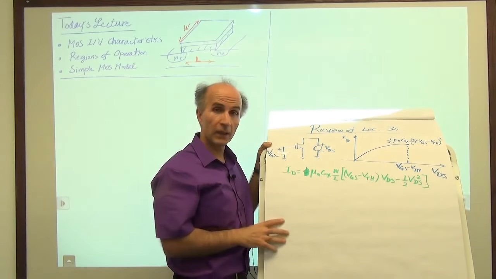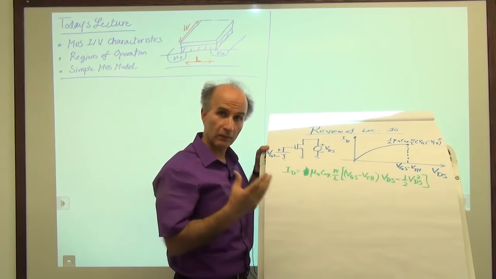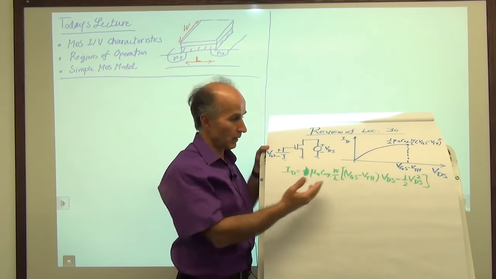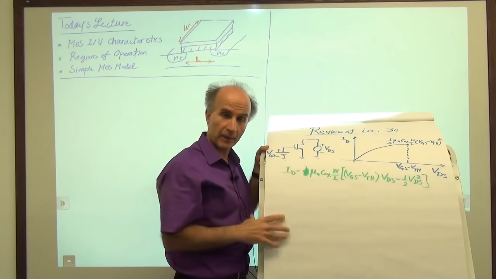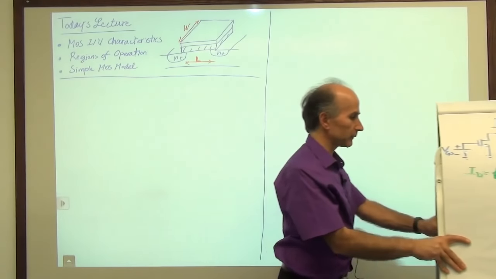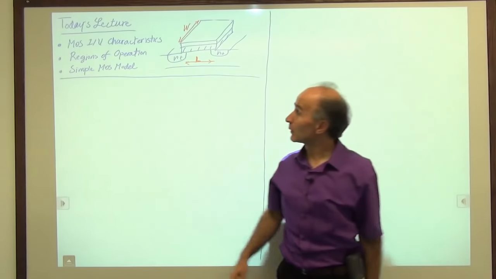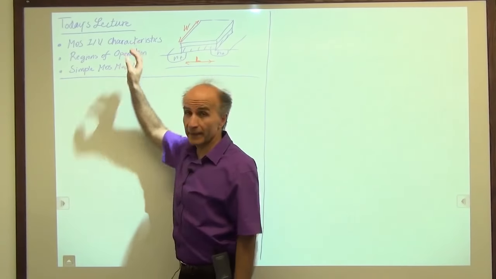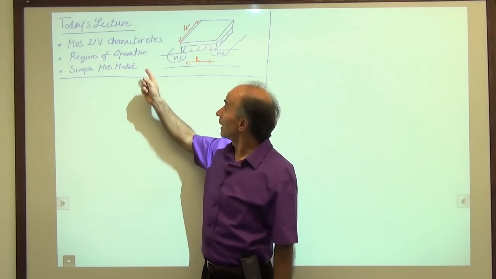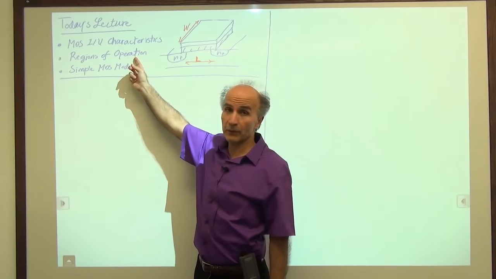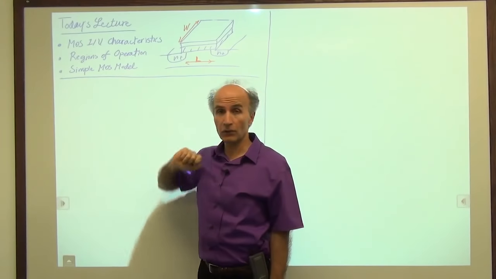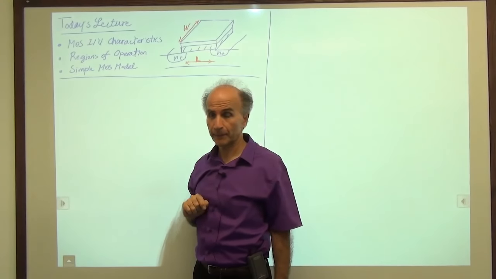And then eventually, we would like to have a relatively simple model for the transistor that we can use. This is an indication of a model, but maybe even something simpler than this. So we'll have to see how that goes. Today we will look at the characteristics again and consider some special cases, and then introduce the concept of regions of operation for the MOS device, and then derive a simple model.